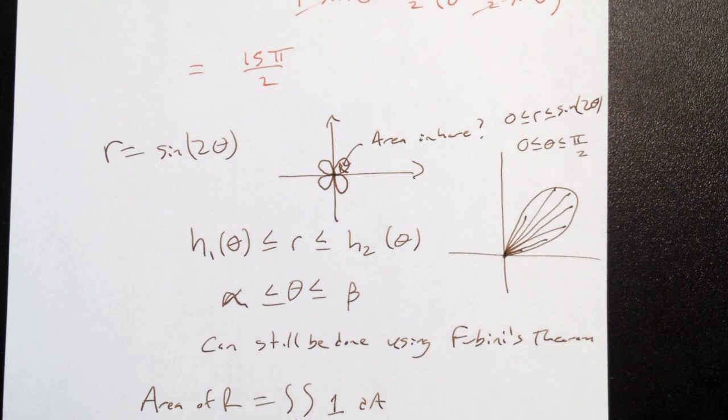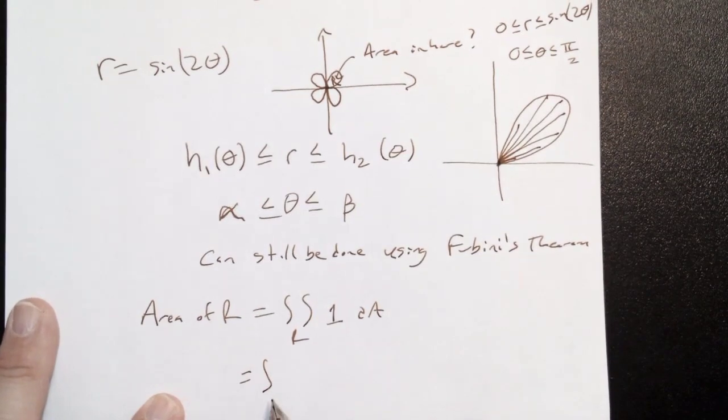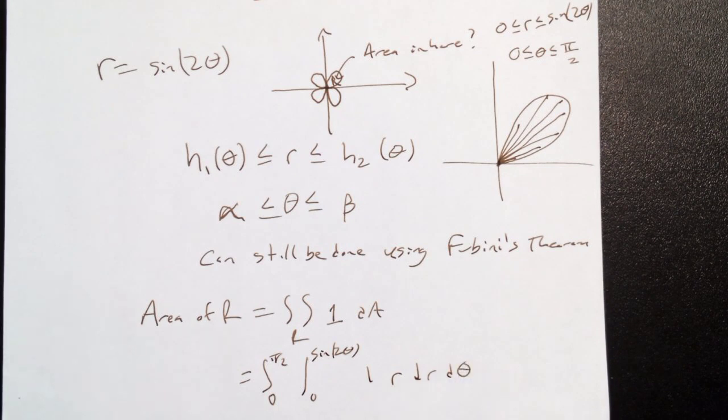So that makes my iterated integral, the integral from 0 to pi over 2, the integral from 0 to sine 2 theta of 1 r dr d theta. And when you integrate in r, you're going to have to plug in the function of theta, just like on Friday, when we integrated in y, we had to plug in the function of x.